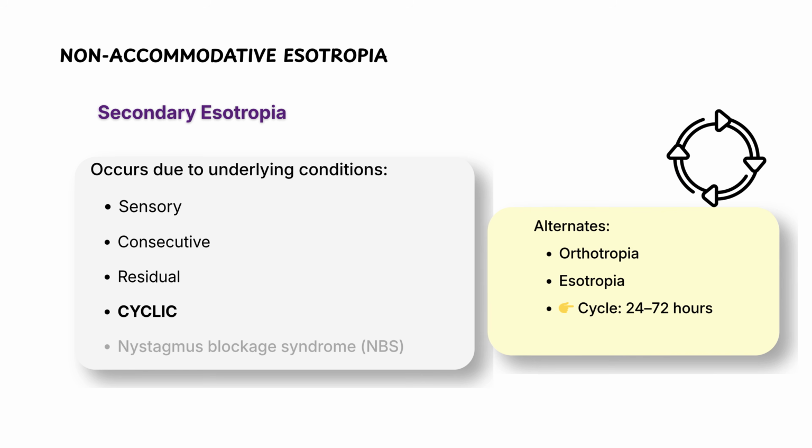Then we have the cyclic esotropia, which is a unique condition. Here, the patient alternates between normal alignment and esotropia in a regular cycle, usually every 1 to 3 days. So one day the patient has normal alignment or orthotropia, and the next day the patient might be esotropic, and then the day after the patient is again orthotropic. So this cyclic nature basically tells you about the cyclic esotropia.